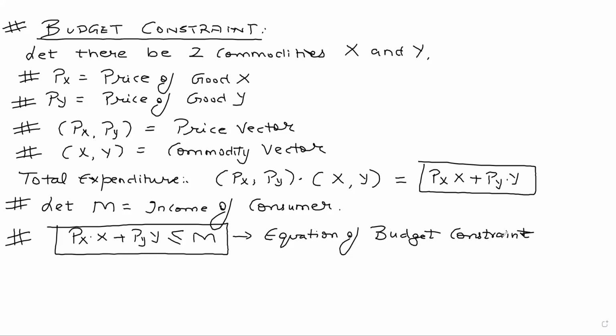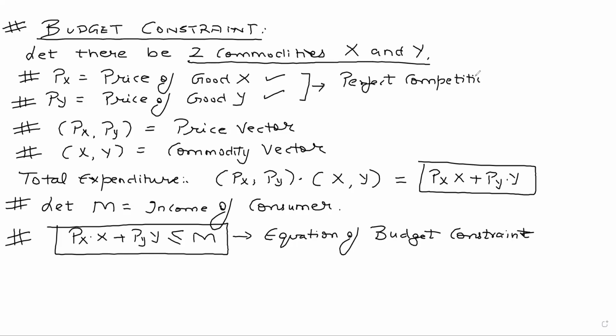If I quickly revise it again, we are assuming two commodities X and Y in the economy. All these are vectors in R squared. It means all of these are vectors in two-dimensional space, the X axis and the Y axis. Px is the price of good X, Py is the price of good Y. We are assuming perfect competition. Perfect competition means that both the prices are fixed, because in perfect competition, price is fixed by the industry.